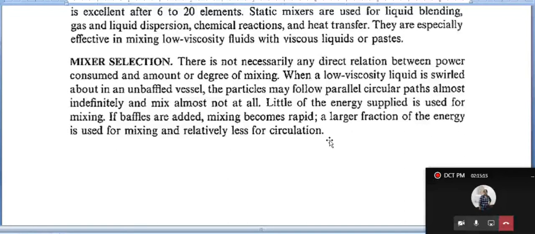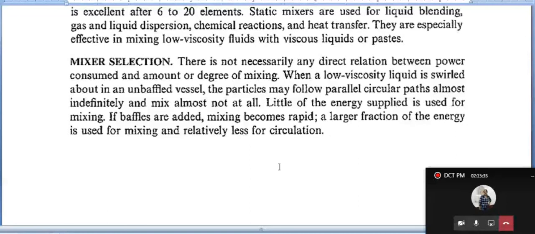What is the meaning of circulation, sir? Here, the amount of time taken by the flow stream to start its journey from the tip of the blade and then come back to the tip of the blade. So if only liquid is present, that is accepted. But in between, if solids are present, what will happen? Even the solids will also stop the velocity of the flowing currents.